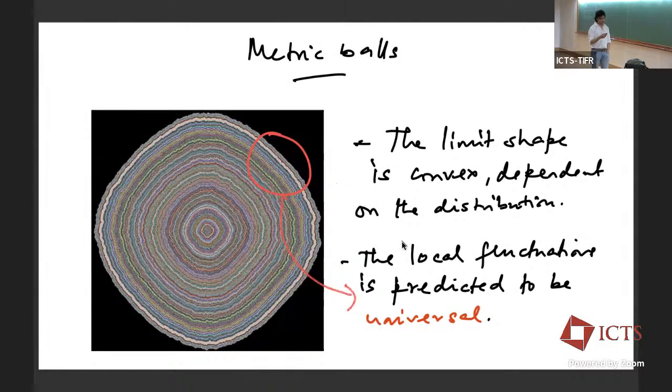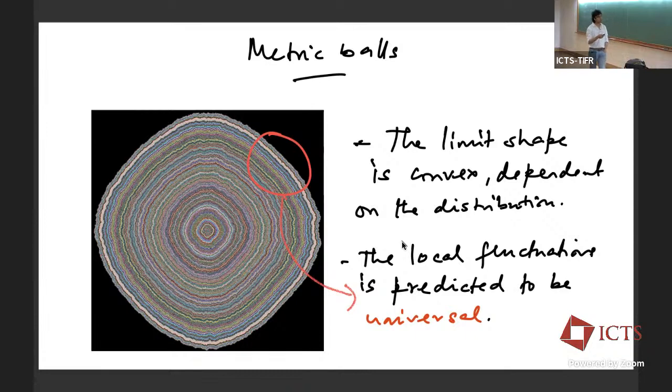Okay, and so as I was saying at the beginning, this is a simulation of a metric ball in an FPP setting. The different colors give you the different level sets, so points at a particular distance from the origin are colored the same. As you can see, the limit shape is a convex body. The limit is supposed to actually depend on the exact nature of the distribution of the weights that you put on the edges.